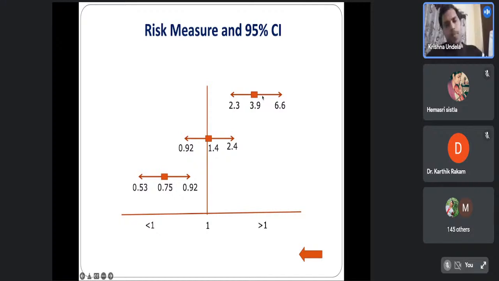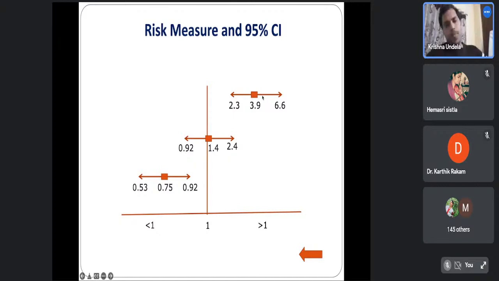I can clearly give the conclusion now. People who are taking the empirical fluorescein are having 2.9 times more chance of getting the outcome compared to people who are not taking the empirical fluorescein. 2.9 times. Why? Because 3.9 minus 1, because the risk is starting from here.